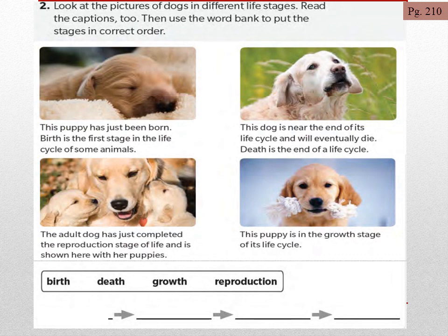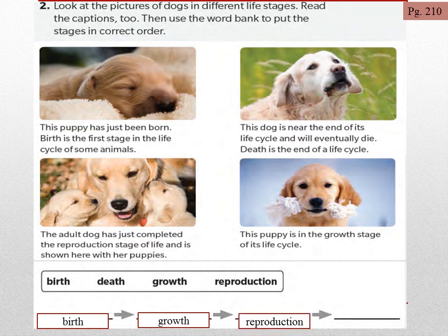Stage number 1 is birth. Stage number 2 is growth. Stage number 3 is reproduction. Stage 4, the final one, the last one, is death.